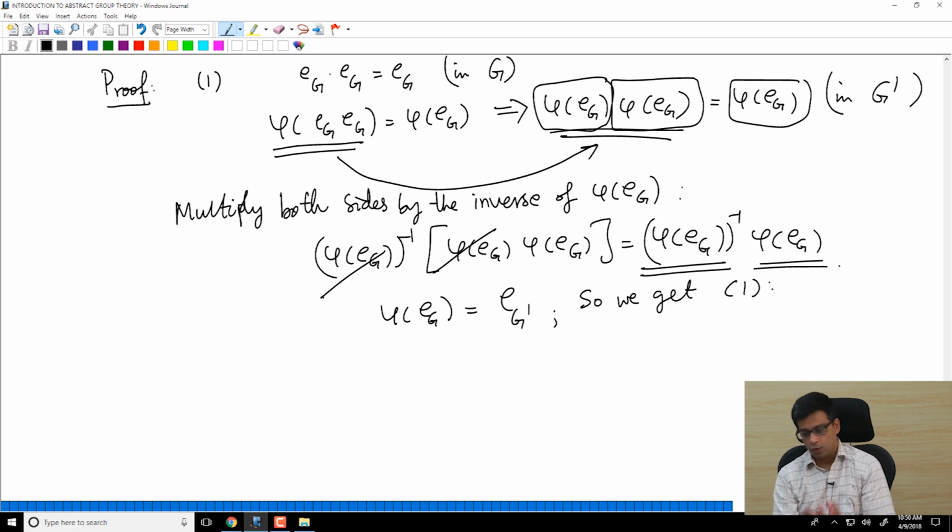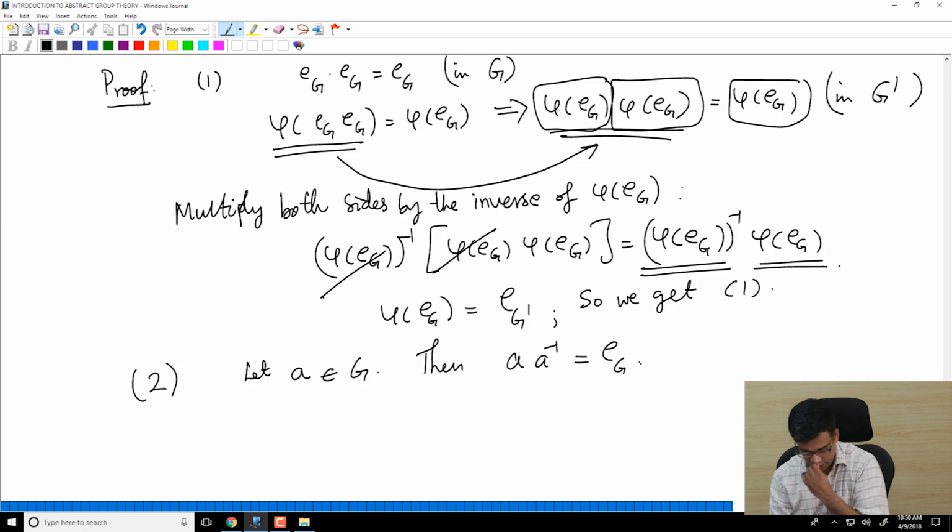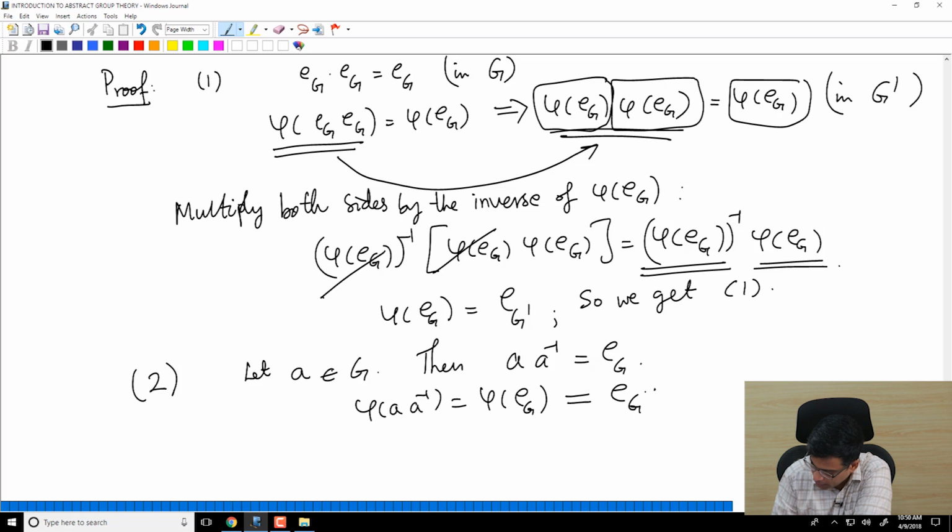So the identity element of the group G maps to the identity element of the group G prime. The second property is similar and easy. So let's say that we have already shown that. Let A be in G, then A times A inverse is E_G. This is the definition of inverse. So apply phi to both sides. So phi of A times A inverse is phi of E_G. By part 1 this is already shown to be E_G prime.